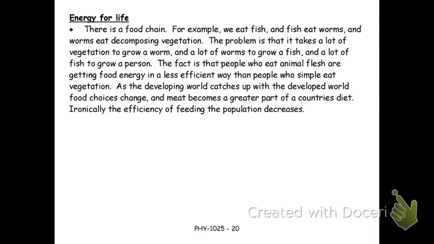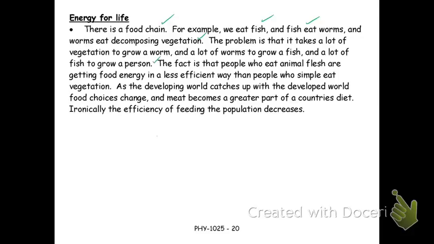And then energy for life. What I'm trying to get across here is there's a food chain. For example, we eat fish, the fish eats worms, and the worms eat decomposing vegetation. So in a way, we're eating decomposing vegetation, and we're eating worms. I mean, we're not, but they don't look like worms, but the energy from the worm becomes the fish, and the energy from the fish becomes me. It's kind of a bit weird when you think about it. The problem is it takes a lot of vegetation to grow a worm, and a lot of worms to grow a fish, and a lot of fish to grow a person.